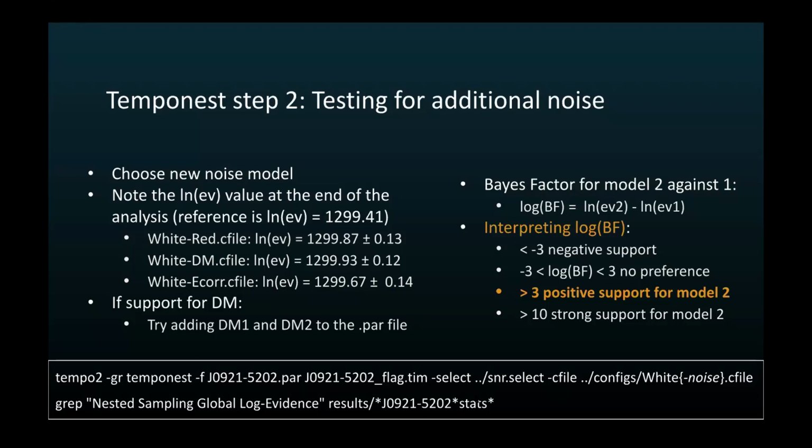I said this before when I was describing the contents of this results file, but the stats file that's outputted here contains the log evidence in case you lose it. And so once you've run this command for multiple noise models, you can use grep, which is basically searching for text inside a file. So grep for this string, for all of the stats files in that results directory. And this will give you a summary of the evidence for these various noise models. It's a shortcut, really.